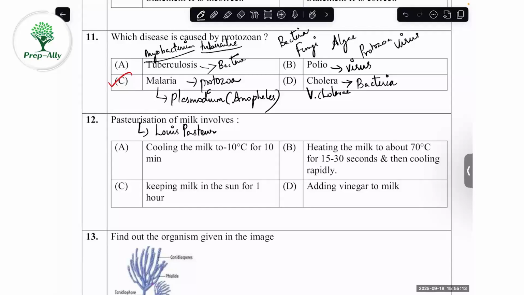That is pasteurization. Cooling the milk to 10 degrees Celsius for 10 minutes, no, not correct. Keeping milk in the sun for 1 hour, definitely no. Adding vinegar to milk, no. So the correct option will be B: heating the milk to about 70 degrees Celsius for 15 to 30 seconds, then cooling rapidly.